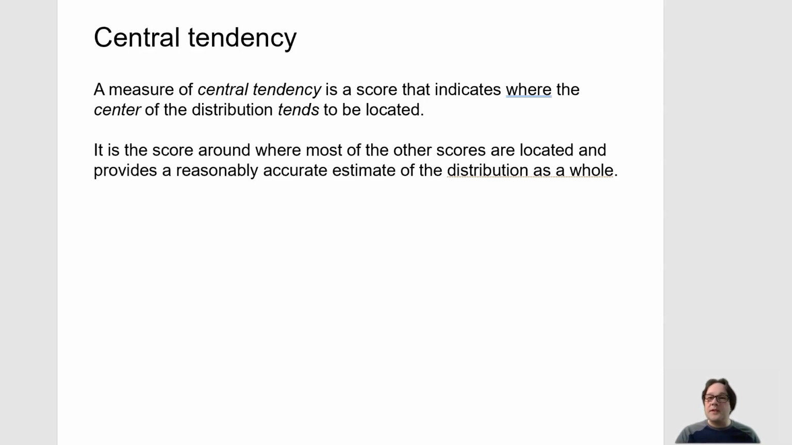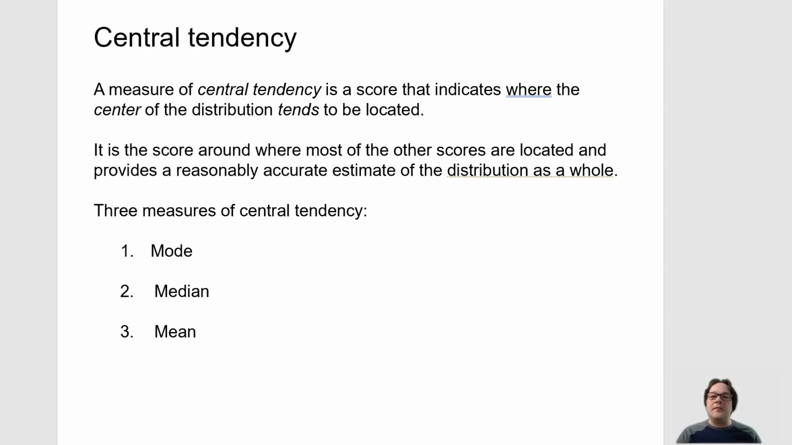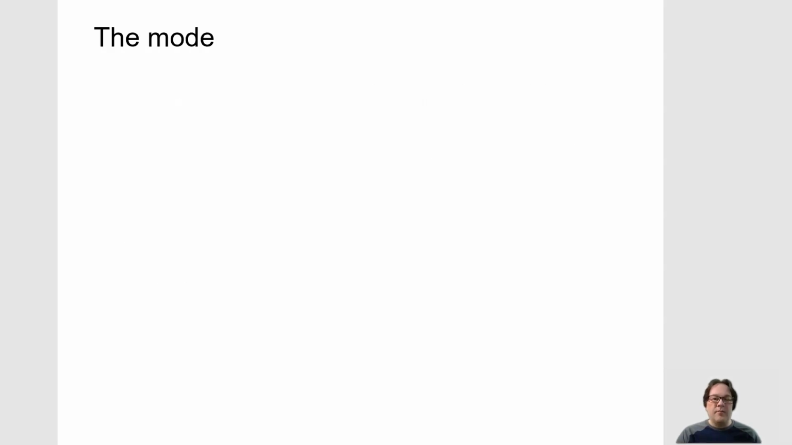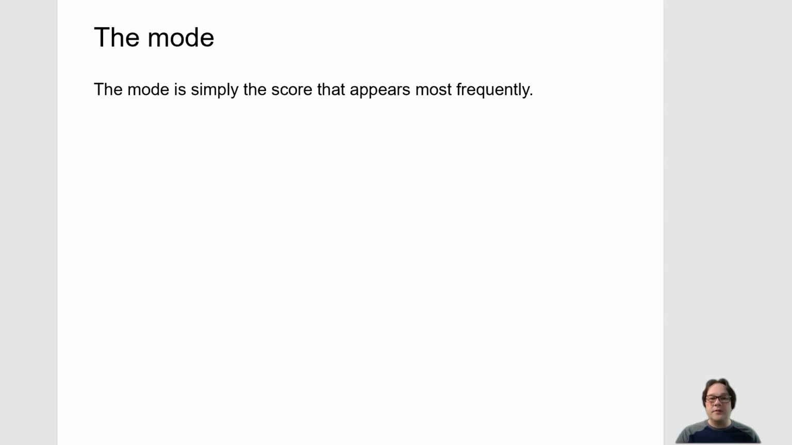We'll see in a moment there are three major measures of central tendency, and some are better than others, let's say. The three measures of central tendency are the mode, the median, and the mean. Okay, so what exactly is the mode? Well, the mode is simply the score that appears most frequently in your distribution.